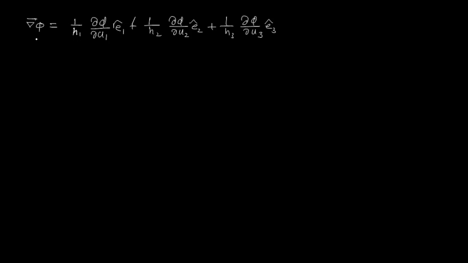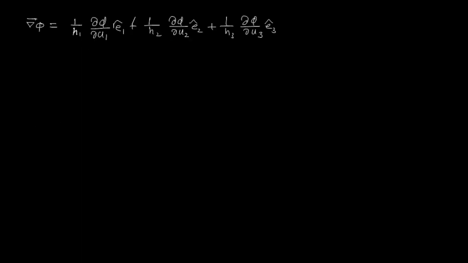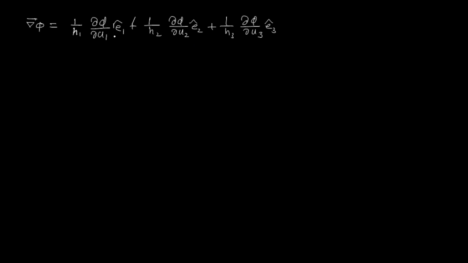So in that case, if we want to calculate the electric field from this potential of the dipole, what we have to do, we have to take the gradient of this potential. So when you take the gradient of this potential, you have to write it in terms of the spherical polar coordinate system. So if you want to write the spherical polar coordinate system, then you have to replace h1 h2 h3, in this case by 1, r, r sine theta, and then you have to replace u1 u2 u3 by r, theta and phi, and e1 cap, e2 cap, e3 cap you have to replace by r cap, theta cap, phi cap.